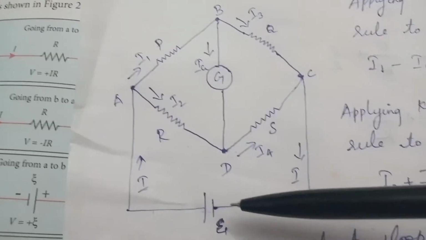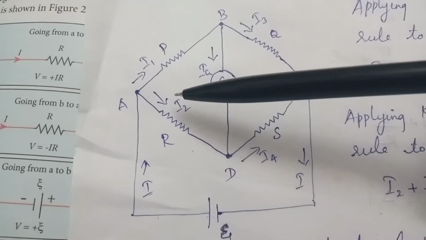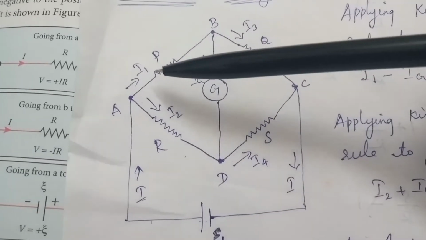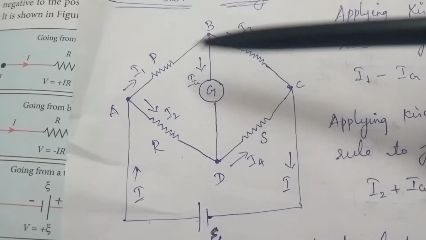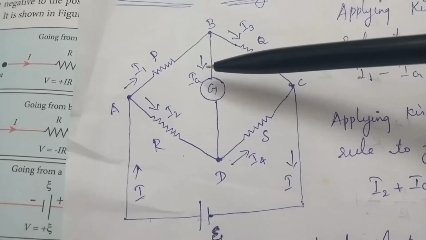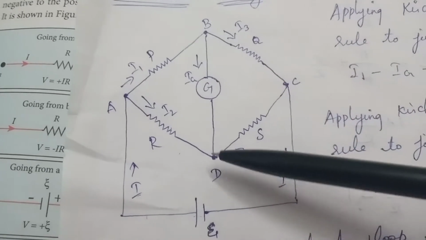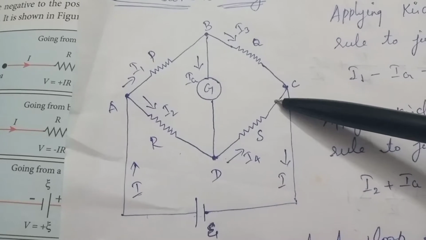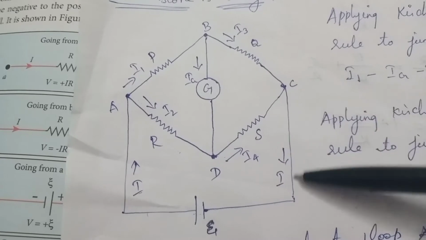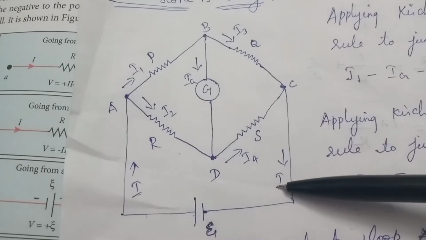In this potential difference, the current comes from the positive terminal and goes to the bridge. At terminal A it is split into two currents, I1 and I2. The current going to terminal B is split into the galvanometer current IG and I3. The D terminal also carries current I4, and they meet at terminal C, then go downward to the negative terminal. So this is the Wheatstone bridge.